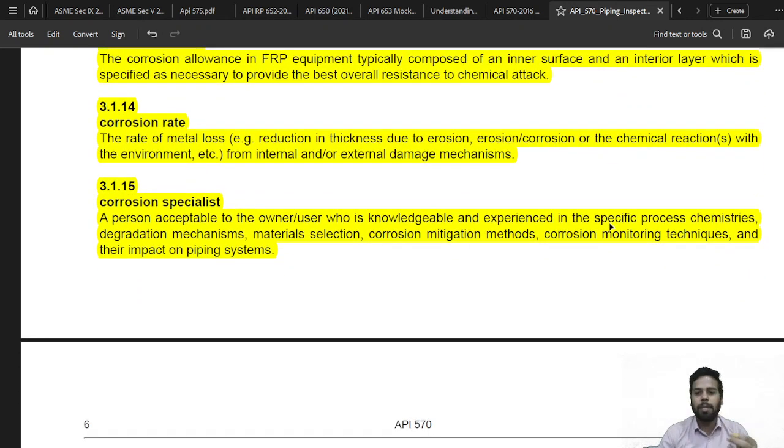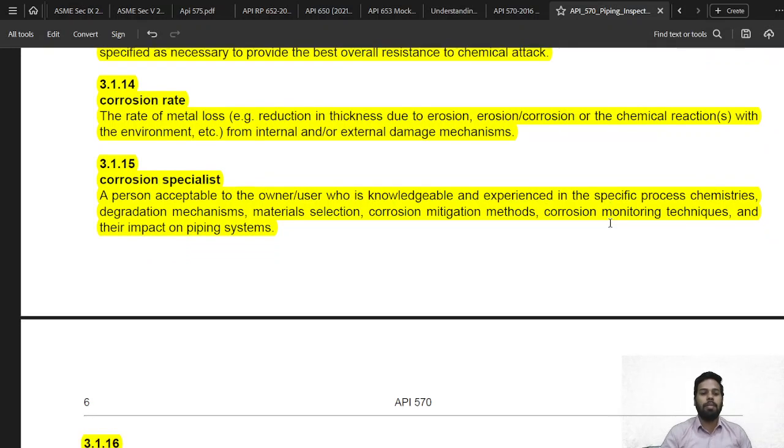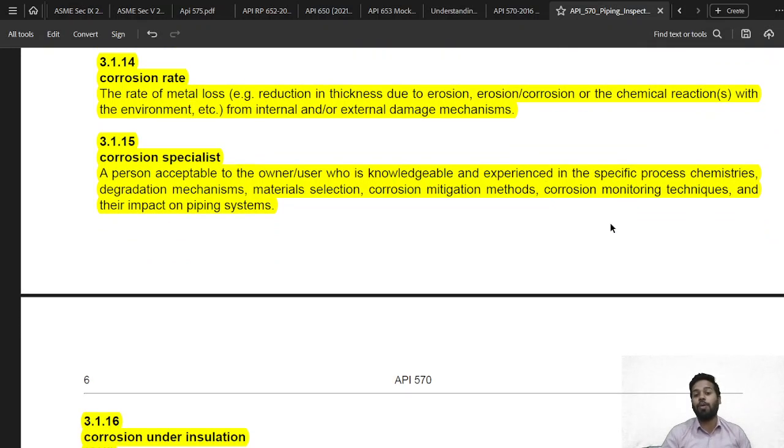Corrosion specialist is a person who is very involved in the corrosion of a system. Generally such a person might need to be considered if a very unexpected amount of corrosion is happening. A corrosion specialist is a person acceptable to the owner user who is knowledgeable and experienced in the specific process chemistries, degradation mechanisms, material selection, corrosion mitigation methods, corrosion monitoring techniques and their impact on a piping system.